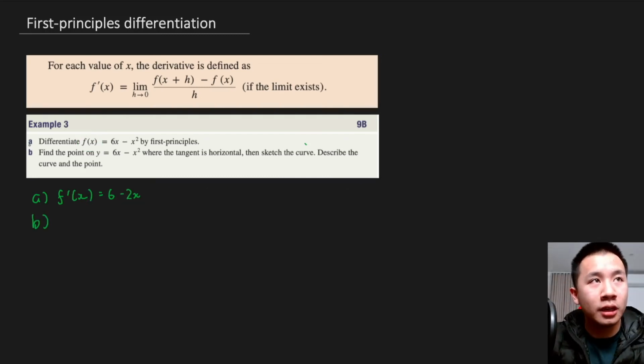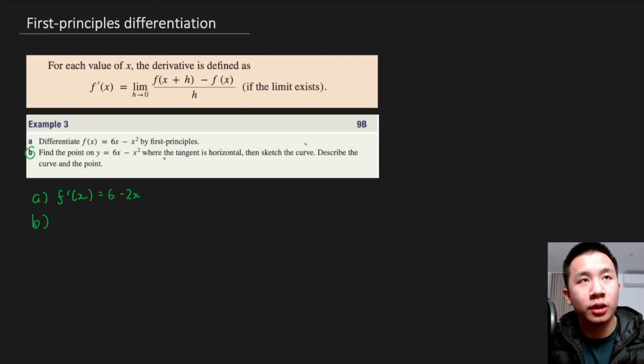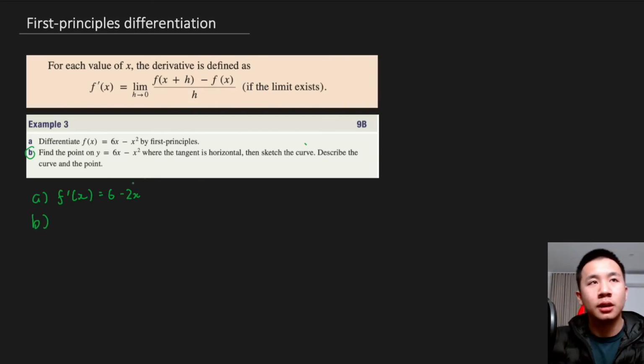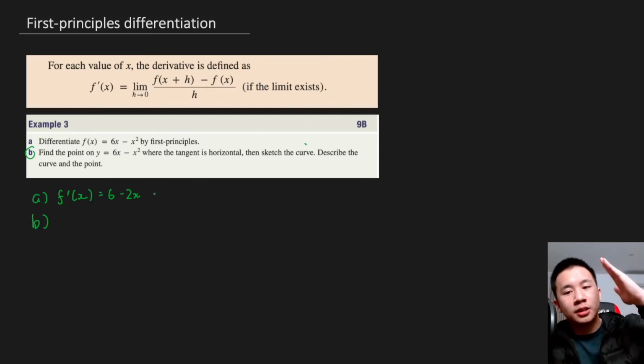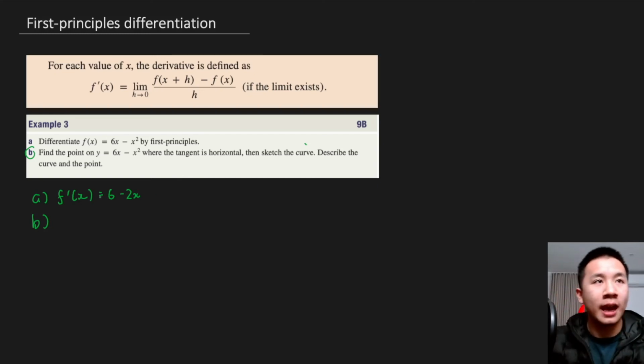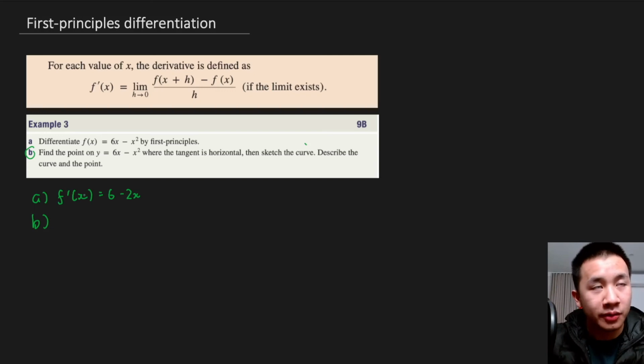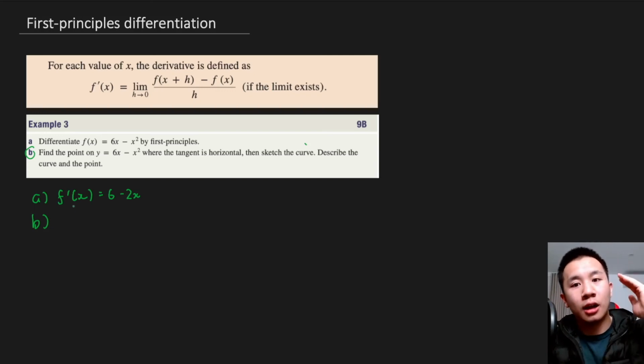All right, now for B, we're asked to find the point on y is equal to 6x minus x squared where the tangent is horizontal. Then sketch the curve, describe the curve and the point. So where the tangent is horizontal, that means that the gradient is 0. And if you don't know already, the derivative tells you the gradient of a function.